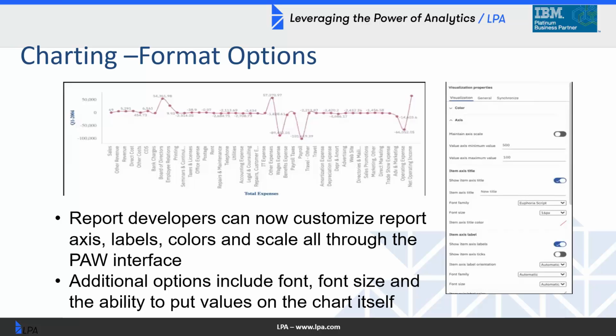So more on the actual charting format. People that are developing reports can now customize the axis points on those charts by putting labels, repositioning the axis, changing the scale through that axis. Additional options, you can also change the font size, and actually put values on the chart itself. So these are huge things that were missing from Workspace before, and gives a lot more flexibility to that front end for creating feature-rich reports.